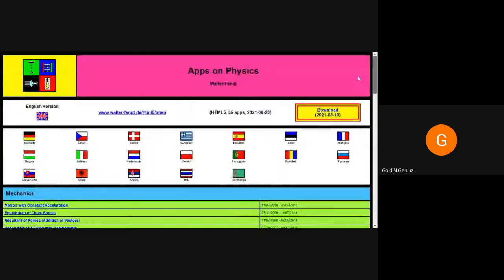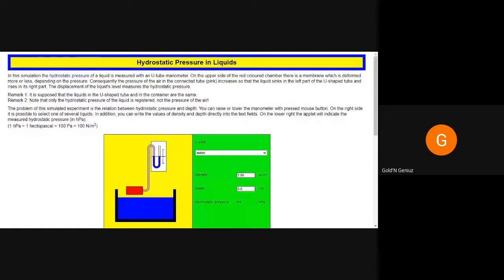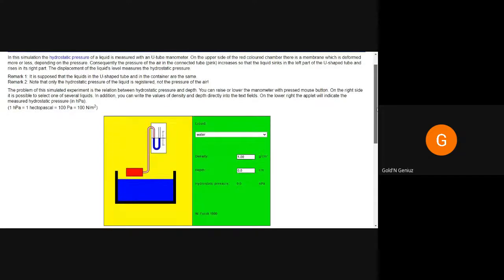The link is here. It's not too long. walter-fendt.de/html5/phen/ forward slash. All right. So let's get to it.